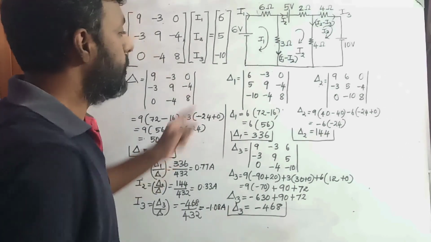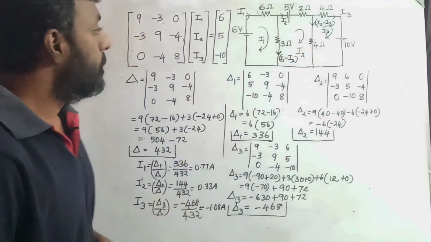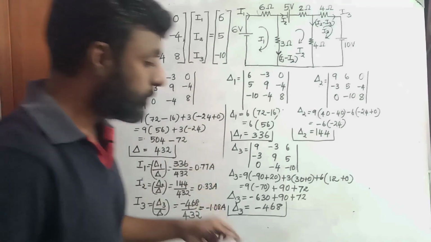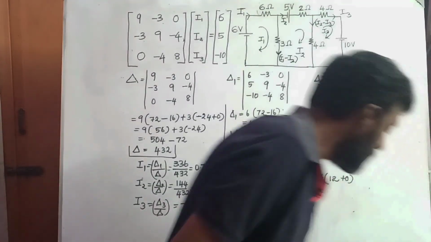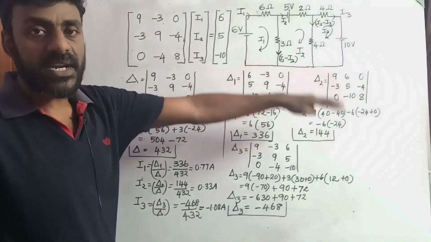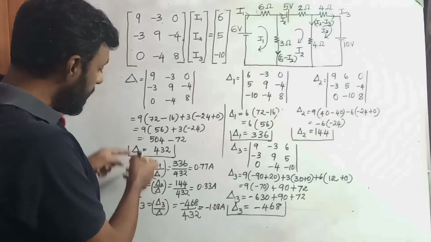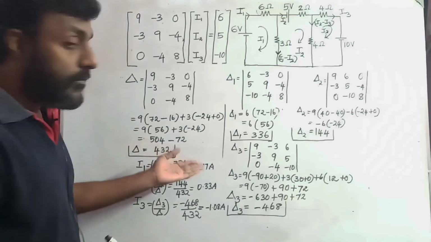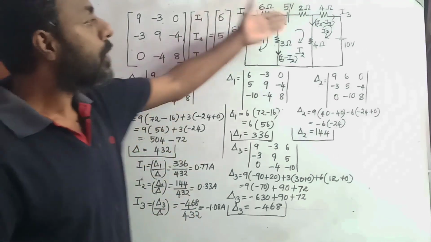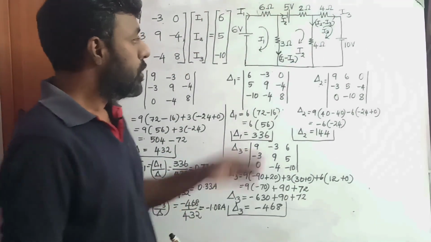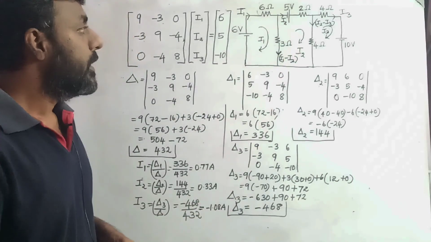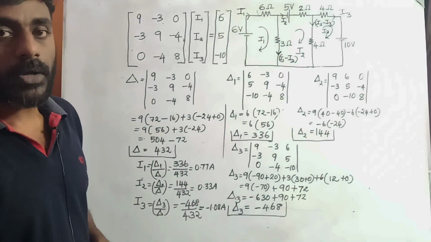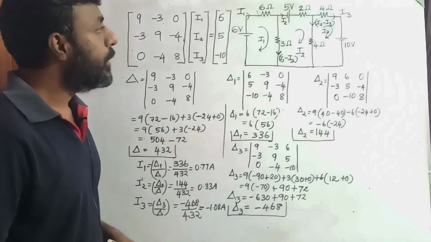So using the matrix form in the mesh analysis process, we have found the values of the currents I1, I2, I3. These are the values of the respective currents looping around the circuit through the mesh analysis process. So this is the end of the solution.